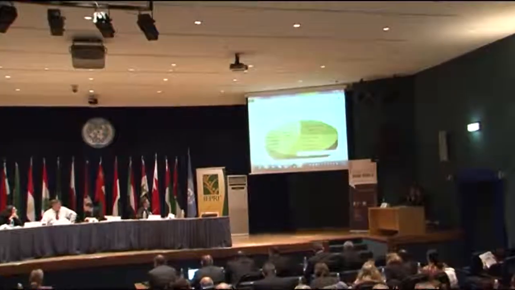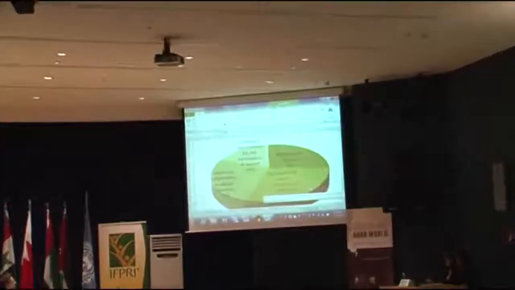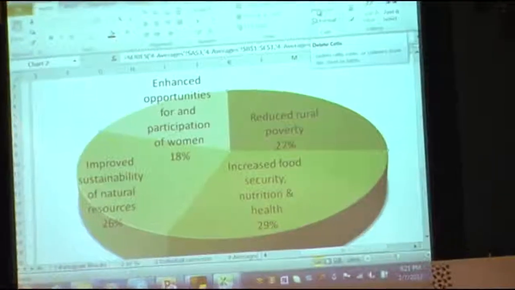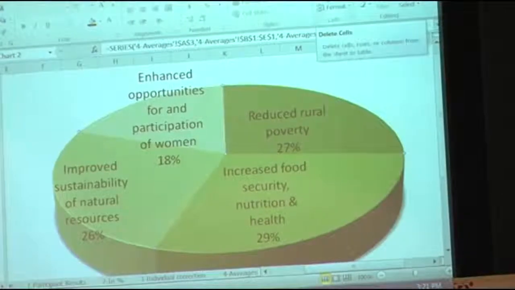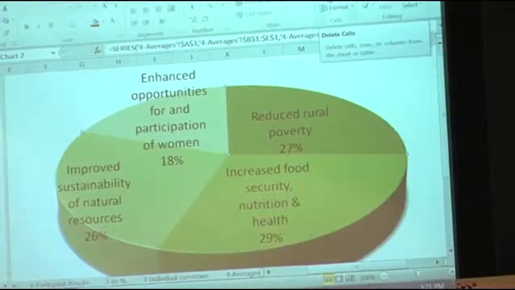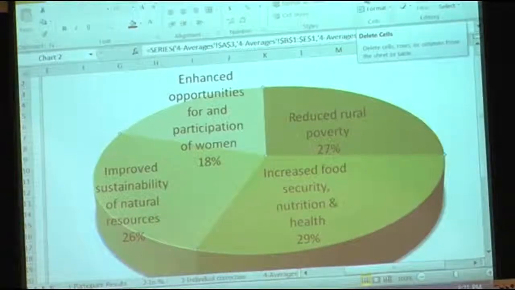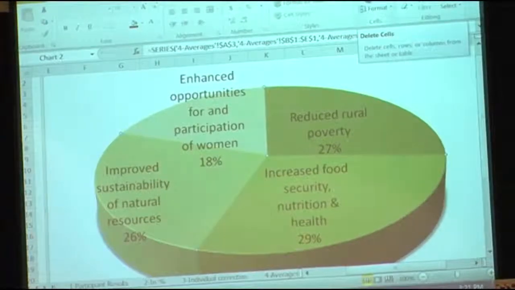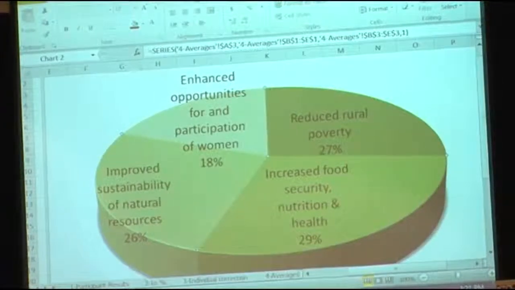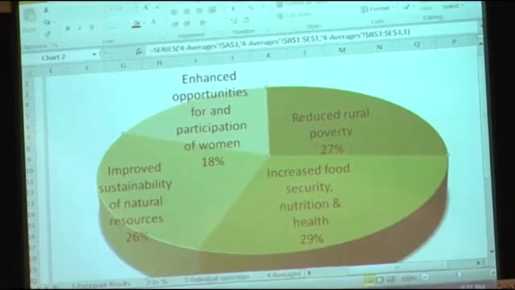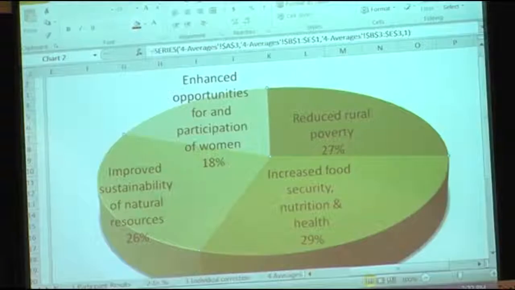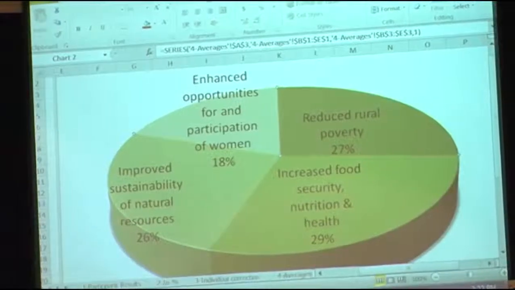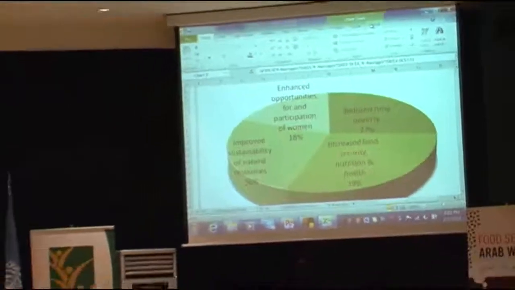Okay, so here are the results of your votes for step 1. The objective increased food security, nutrition and health has got an average weight of 29%. Very close behind is reduced rural poverty at 27%. Improved sustainability of natural resources, also very close at 26%. And enhanced opportunities for and participation of women has 18%. We're going to be using these average weights in the later steps of our process.